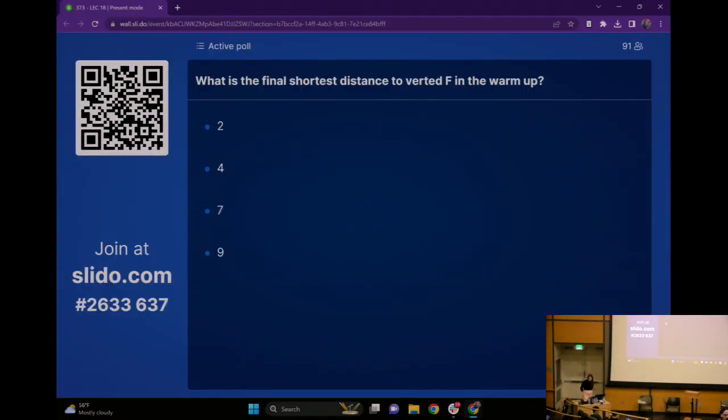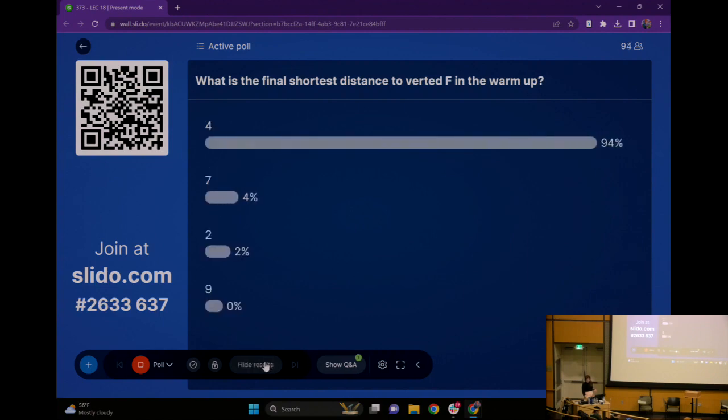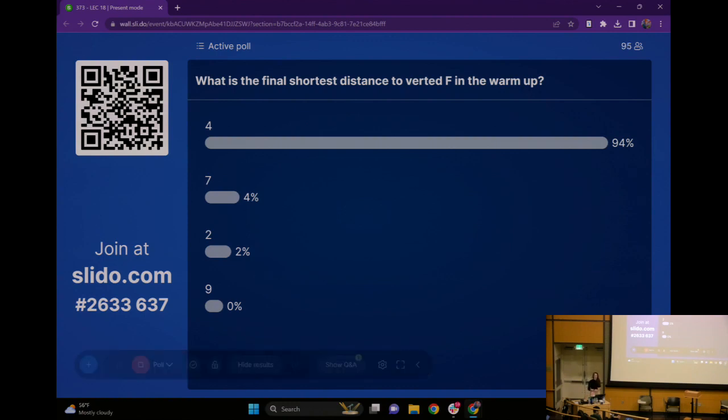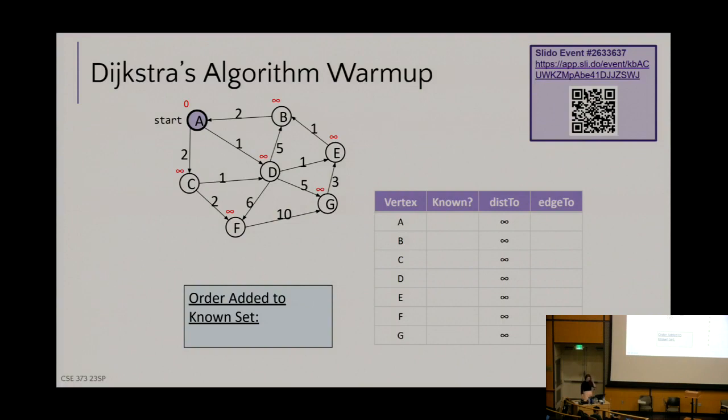Oh, we've got 91 answers. Should we see how we're doing? Show results. So I was asking you what the final distance to vertex F is. Aha, 4, wow. Lots of consensus today. That's nice. Okay, let's go through it and see what we end up with.